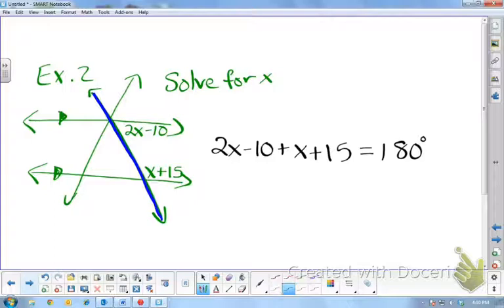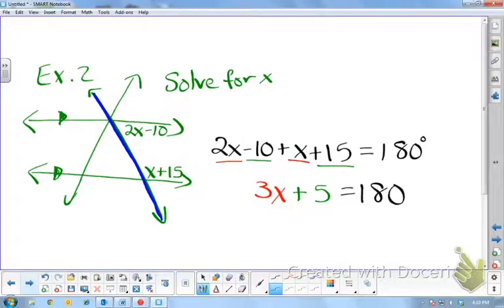So we look for our like terms. We have 2x and x. Combining those together, we get 3x. We also have negative 10 and 15. Negative 10 plus 15 is 5. Then the other side we haven't used yet, equals 180. So now I have to finish solving my equation.